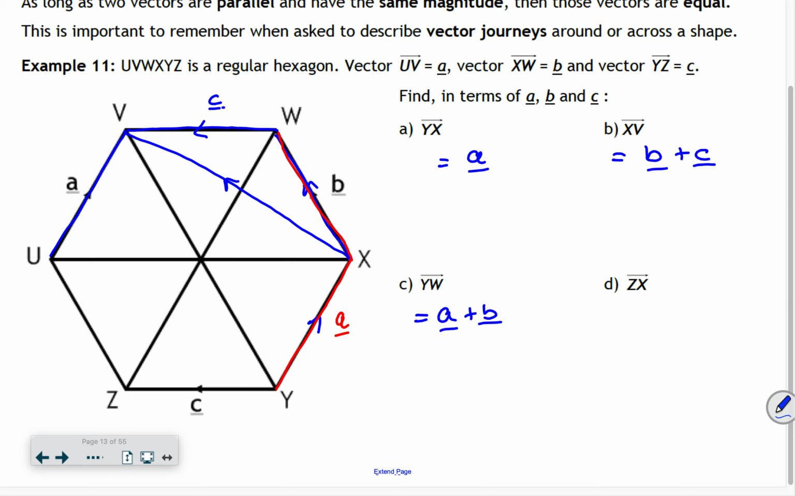The final one, vector ZX. Well, if I go from Z to X using the vectors I know about, that's the same as going against the grain of vector C and then along this one here, which is the same as vector A. So I can say it's going to be negative C plus A, which is just A minus C.